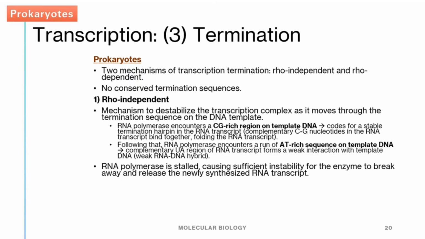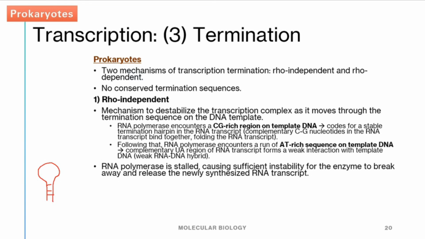Okay, so basically you can have a lot of the C's and G's going up to form a hairpin structure like this. All these are CG pairs, and because they are CG pairs, this hairpin structure is very stable. So now you have a very stable hairpin structure behind the RNA polymerase.